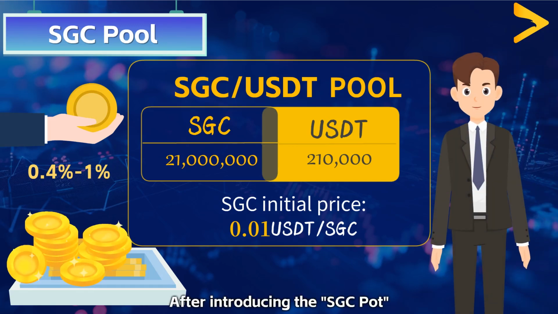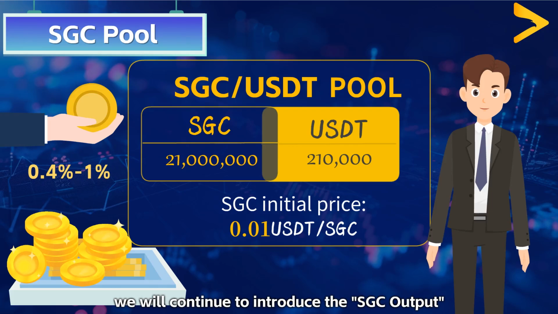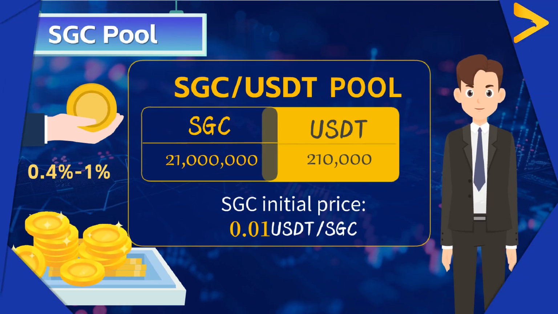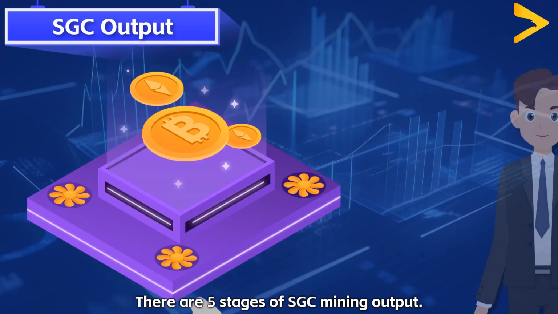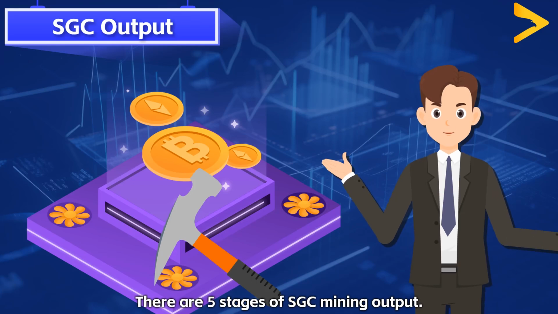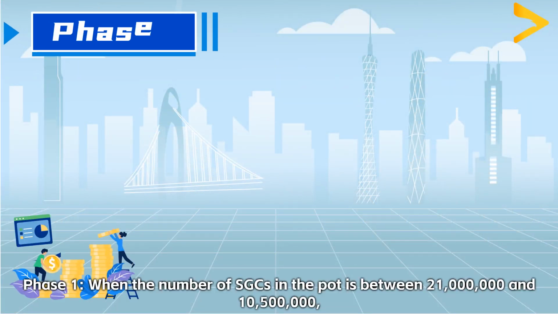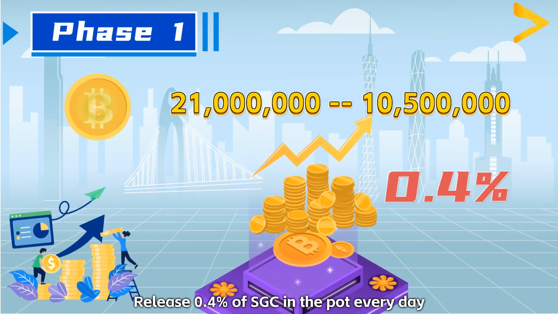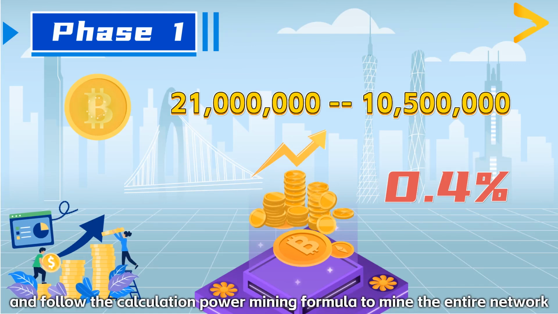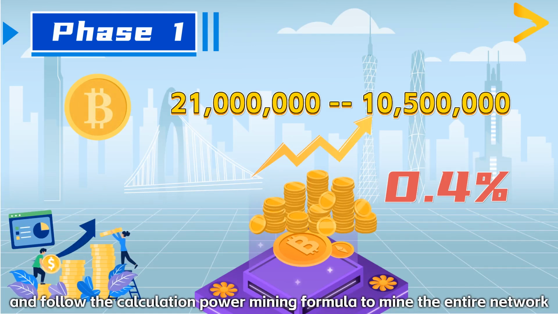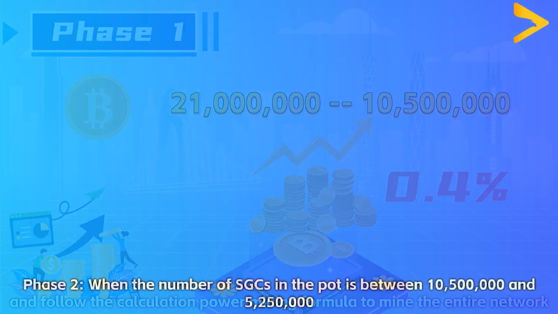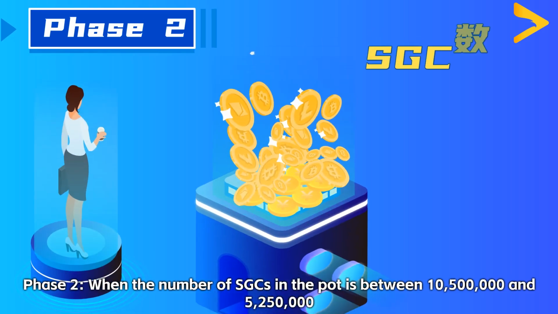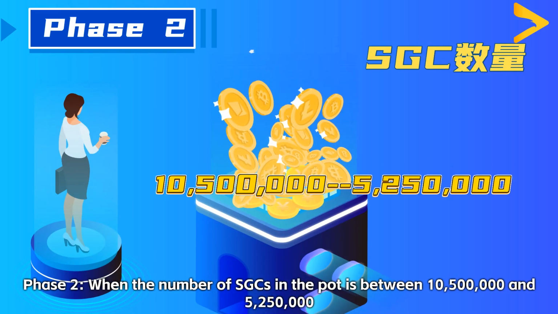After introducing the SGC pot, we will continue to introduce the SGC output. There are 5 stages of SGC mining output. Phase 1, when the number of SGCs in the pot is between 21 million and 10,500,000. Release 0.4% of SGC in the pot every day and follow the computing power mining formula to mine the entire network. Phase 2, when the number of SGCs in the pot is between 10,500,000 and 5,250,000.